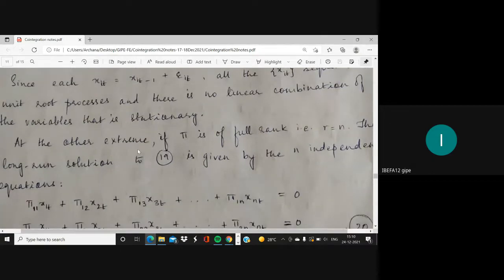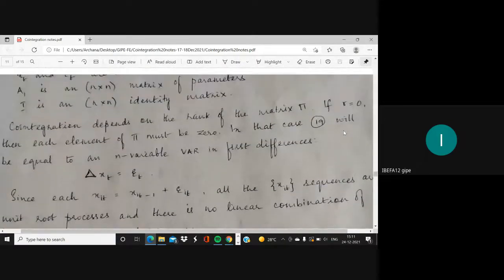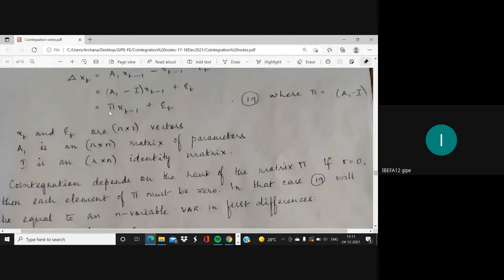Now at the other extreme, if pi is of full rank, in that case r is equal to n. Since pi is also an n by n matrix, the rank of pi will be equal to n if it's of full rank. Then the long run solution to equation 19. Let's look at equation 19 again. This is delta xt is equal to this.